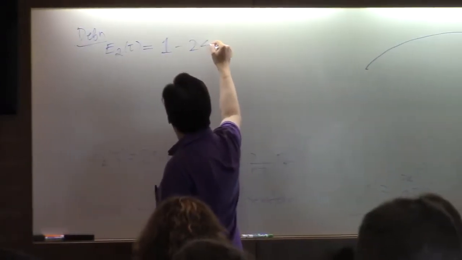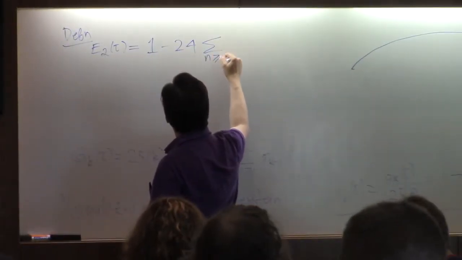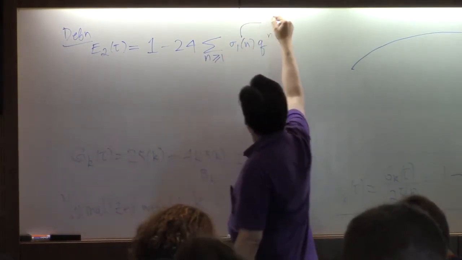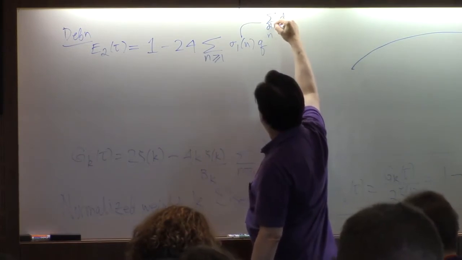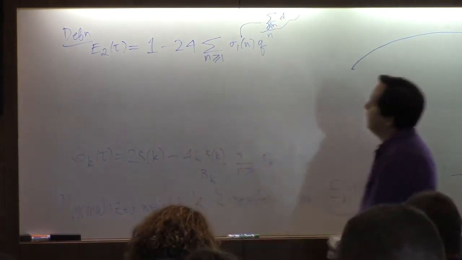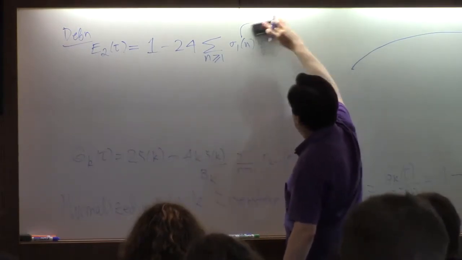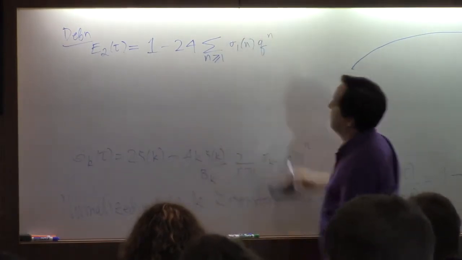1 minus 24, summing over all n, sigma 1 of n, q to the n. So this thing here is the sum of the divisors. That looks awful up there. We just need to know what sigma 1 is: the sum of the divisors to the first power.